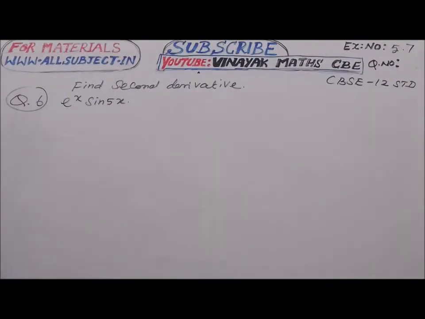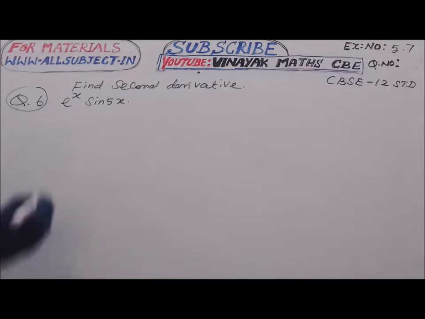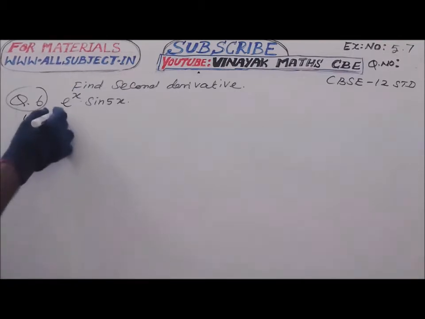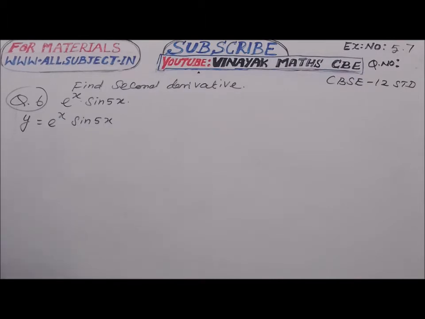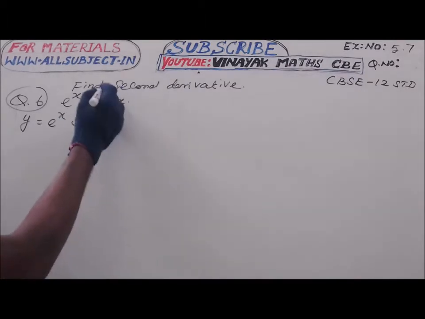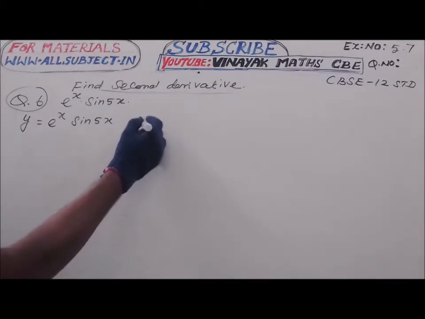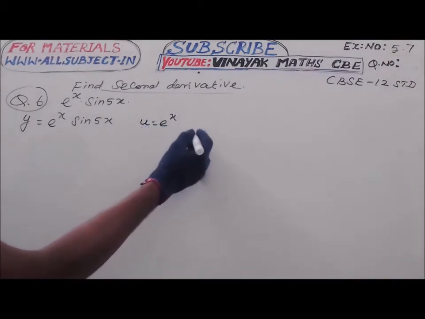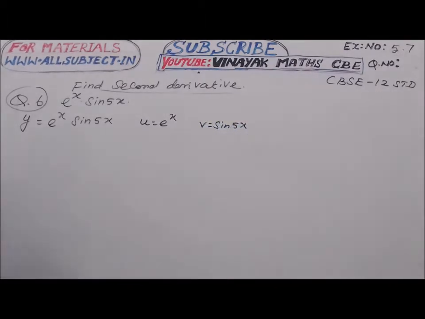Question number 6. Given y equal to e power x into sin 5x. Here we need to find the second derivative of the given function. u equal to e power x and v equal to sin 5x. Two functions, they are in product. We should apply the product rule of differentiation.